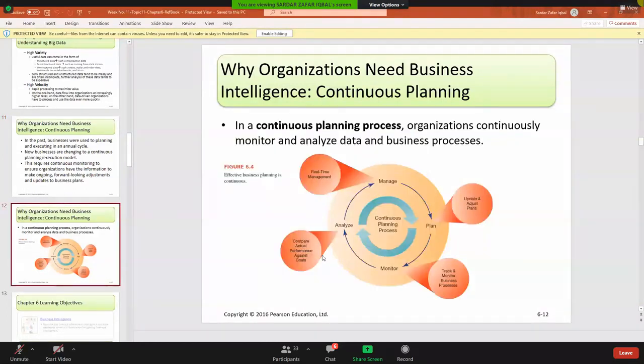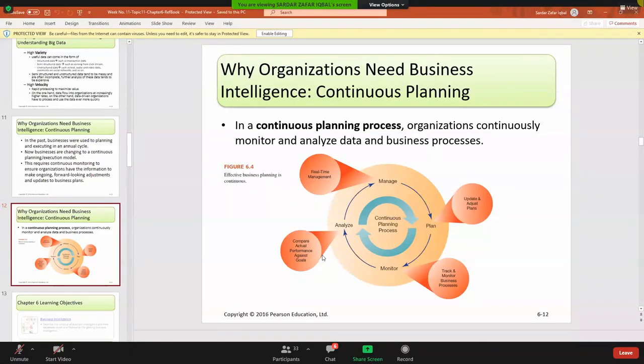As you can see here, it is a cycle. Cycle means it is an ongoing, continuous process for continued improvement, updates and adjustments in the plans, tracking and monitoring business processes, and comparing actual performance against goals. This is real-time management.